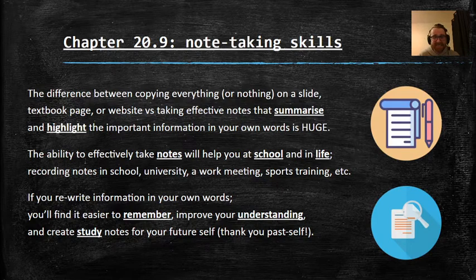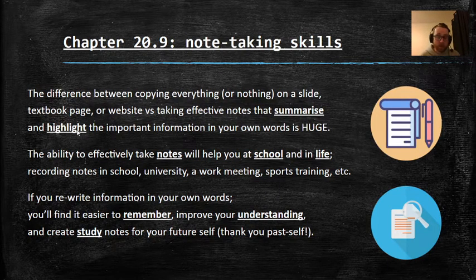When I was in high school, I was probably guilty of this, and my teacher would call me out on it. He would say, if you've highlighted everything, you've highlighted nothing. If the entire page is just one giant highlighter blob, I've highlighted every word, every sentence, every picture, I haven't really taken effective notes. I've just made it more colorful. What I want is effective notes that summarize. So I take all that information in the textbook or in the slides and I minimize it. I'm making it smaller, easier to read, easier to understand. So effective notes that summarize and highlight the important information in your own words is huge.